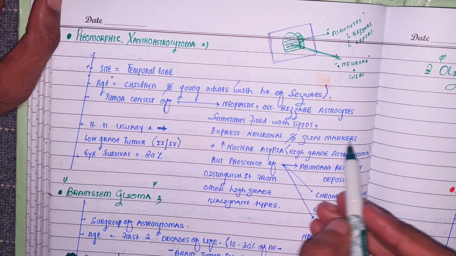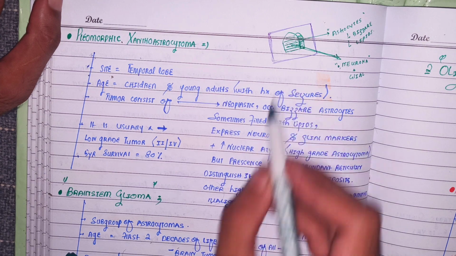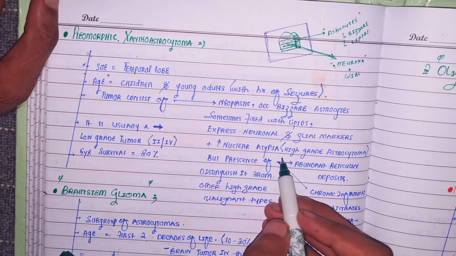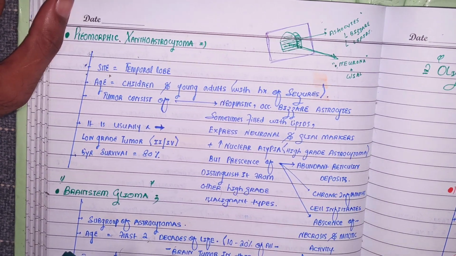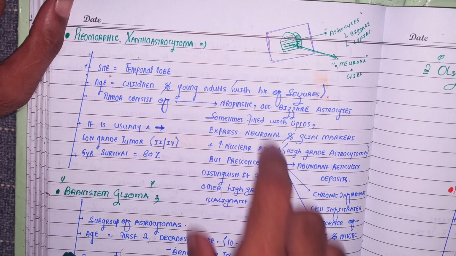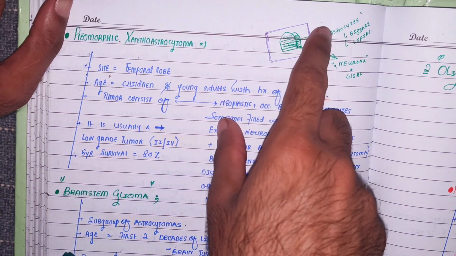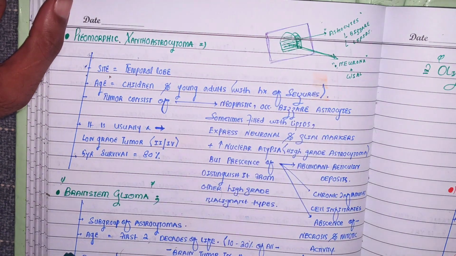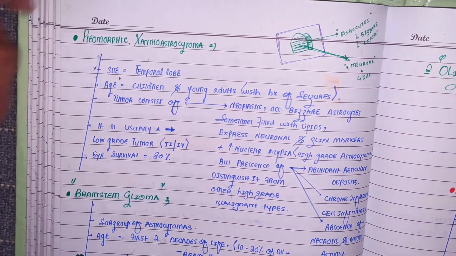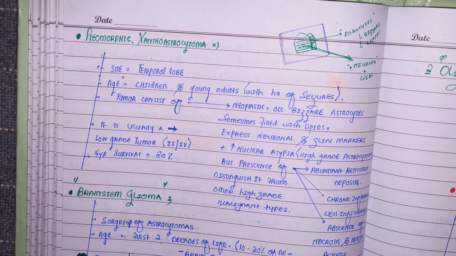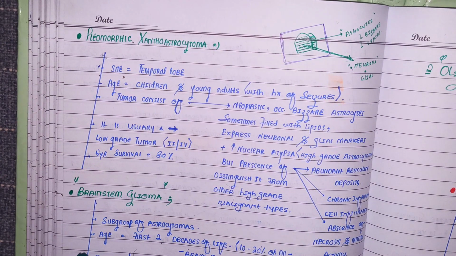Here it is written. Okay, after that the tumor cells show nuclear atypia, that is the feature of the high grade astrocytoma. What we did was take a tumor cell out of the tumor, and we saw that there is nuclear atypia. What does this nuclear atypia mean?